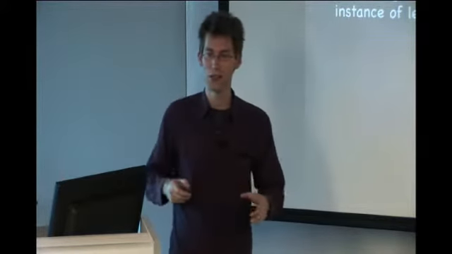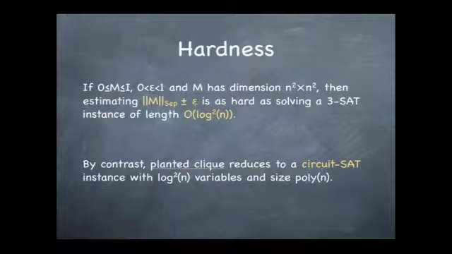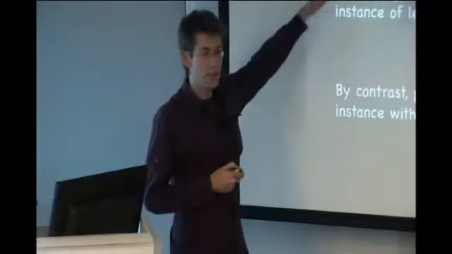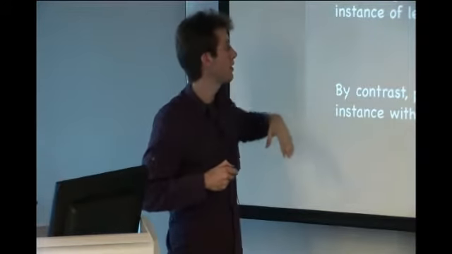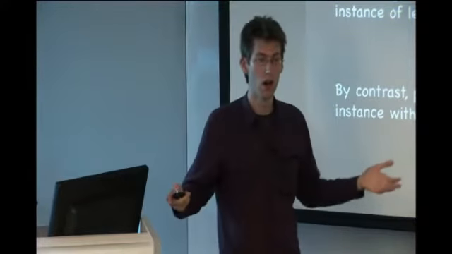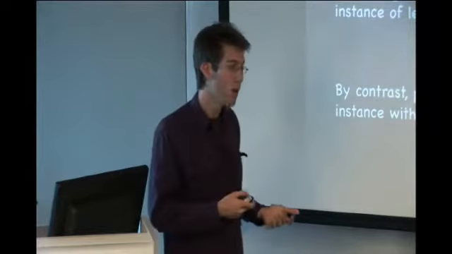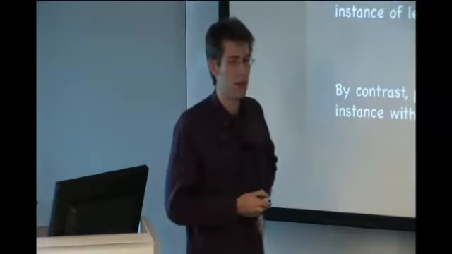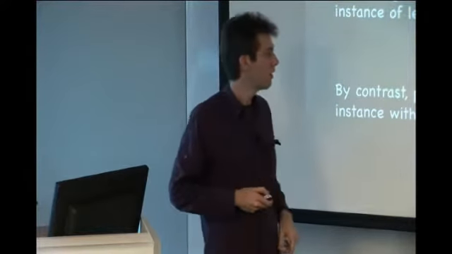So this is a test if you're paying attention. Anyone remember any similar problem from before? Yes, exactly. So what about planted clique? Well, if I can solve the injective tensor norm problem to constant accuracy, I can solve a 3-sat instance of length log squared n. I can also solve planted clique. And which should I be more impressed by my ability to solve? Well, of course, you can't reduce 3-sat to planted clique. It goes the other way around.